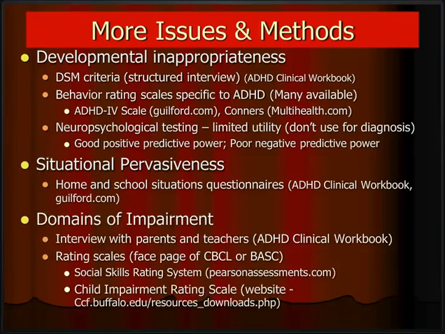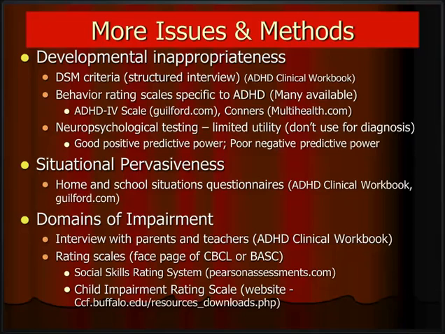Now, all disorders require that impairment be present in order for a diagnosis to be given. How does one determine the presence of impairment? This can be done through an interview with the parents about the various domains in which the child is having difficulties, such as in social relationships, educational functioning, or family functioning. This can be done with an interview with the parents and teachers, and you'll find such an interview in my ADHD clinical workbook. But you can also use some rating scales to get some idea about the presence of impairment.